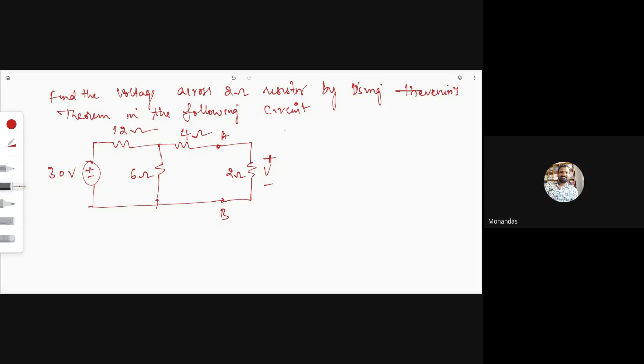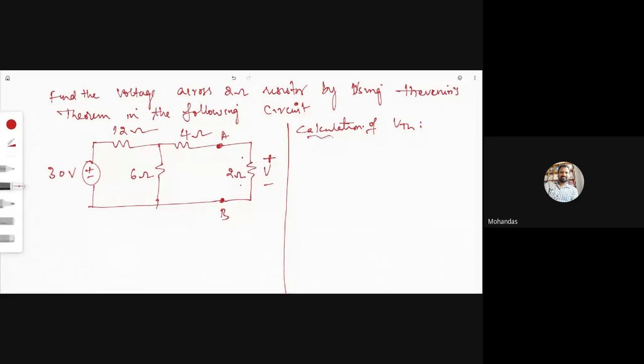All of you listen carefully here. I am going to calculate Thevenin here. Calculation of Thevenin, first step. For that you have to remove this 2 ohm resistor. This is called the target element because you have to calculate the voltage across it. So you remove it and draw an equivalent circuit.